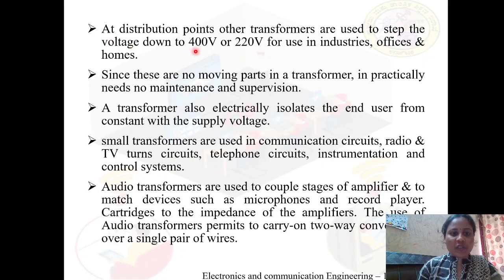Once it is transmitted, at the distribution point, we make use of the step down transformer to bring the voltage levels down to nearly 400 volts or 220 volts, which can be used for domestic purposes, industrial purposes and office usage. Another advantage is that since there are no moving parts in the transformer, it needs little or sometimes no maintenance, and also needs less supervision.